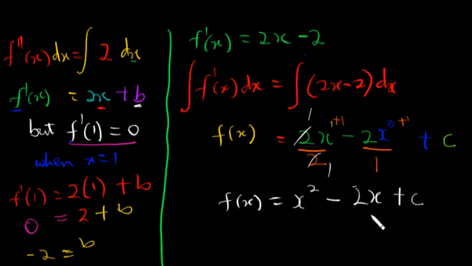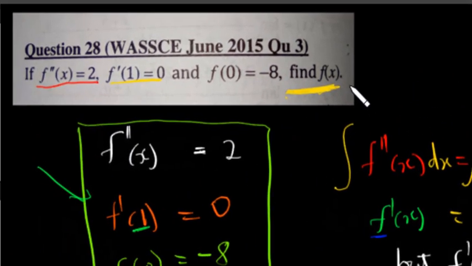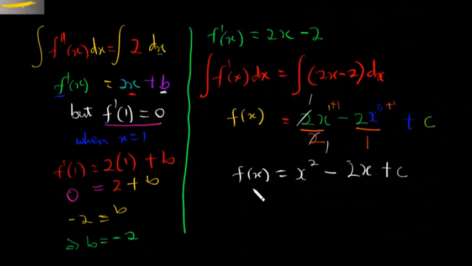All right, I've now got to the function that I want. The question says I have to find f of x, and I've found f of x. f of x is x squared minus 2x plus c. But the problem is that I don't know the constant of integration. That is the c, and I have to find the c.